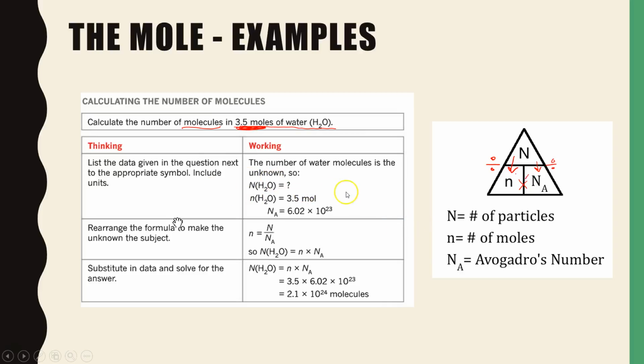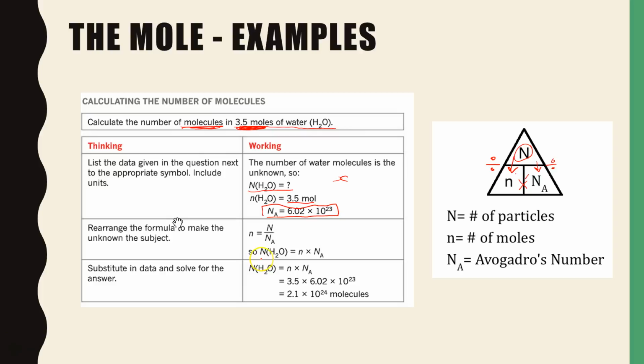So you have to find the number of molecules in 3.5 moles of water. You don't know the number of particles, so that's your X, your unknown. You do know the number of moles of water, that's 3.5, and you do know the number of particles inside 1 mole, which is Avogadro's constant. So you're trying to find capital N. So how would you do it? Well, you have to work out how to find the number that you are trying to look for. So what you do is you cover up the two that you have and you'll find the one that you need.